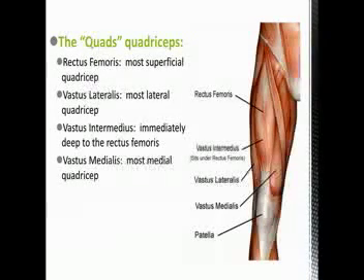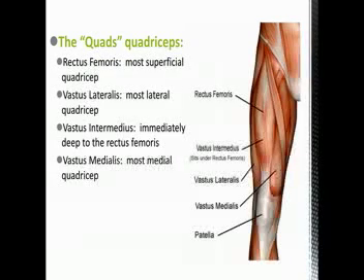All right, what four muscles make up the quadriceps? The quadriceps are going to be comprised of the following. A muscle called the rectus femoris. The rectus femoris is the most superficial of the quadriceps muscles. Then we have something called the vastus lateralis. This is the most lateral quadricep muscle.